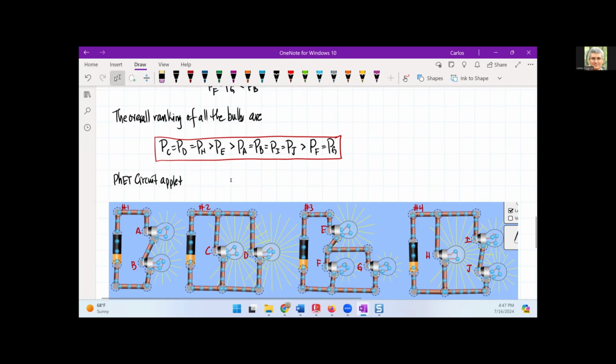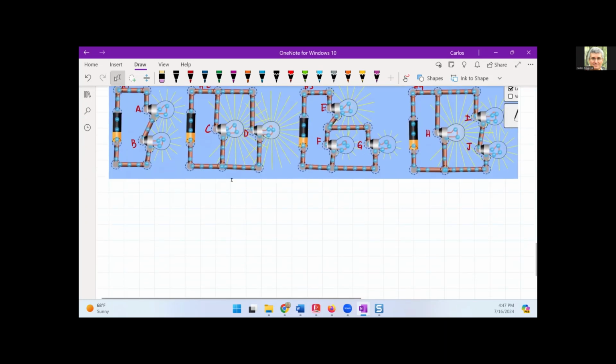So now what I want to do is go look at the power. So now what we want to look at is the power. We want to rank the power delivered by the power supply.